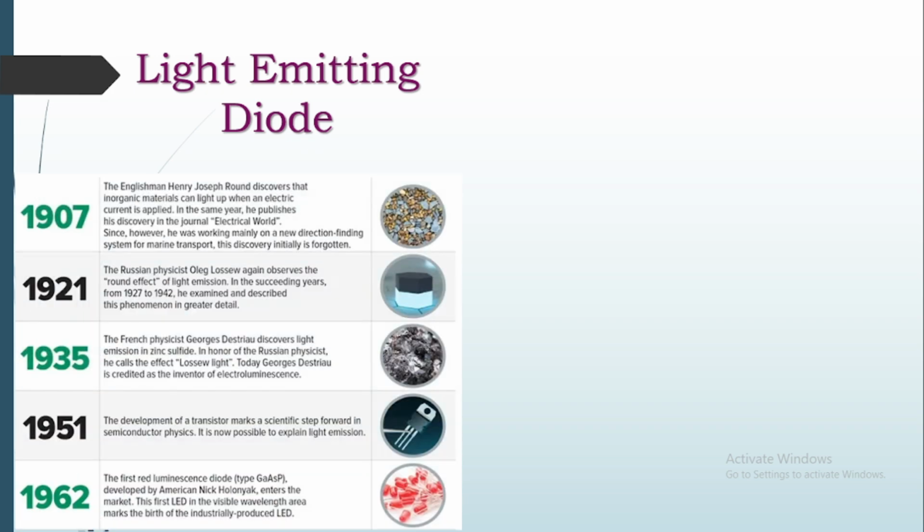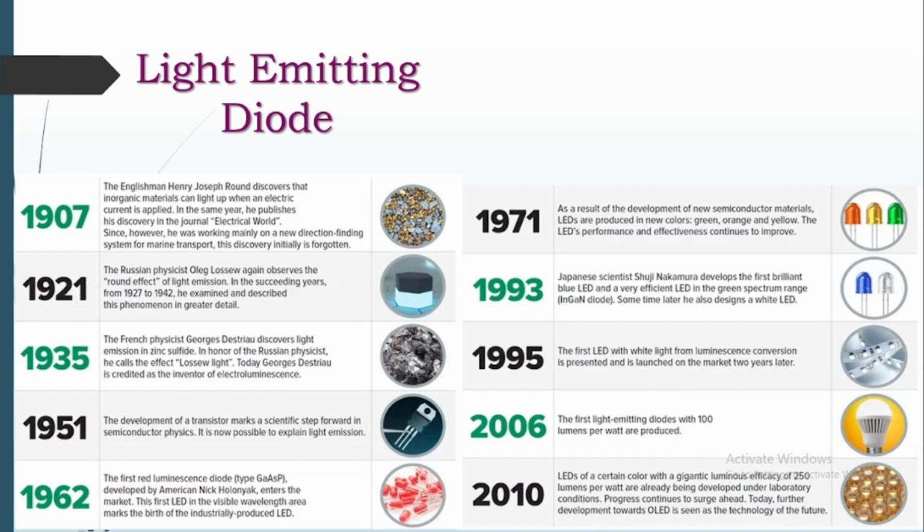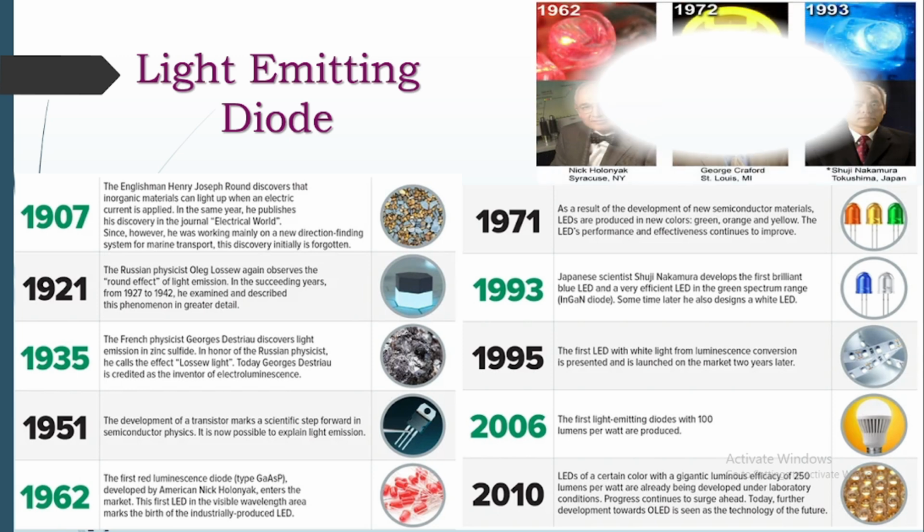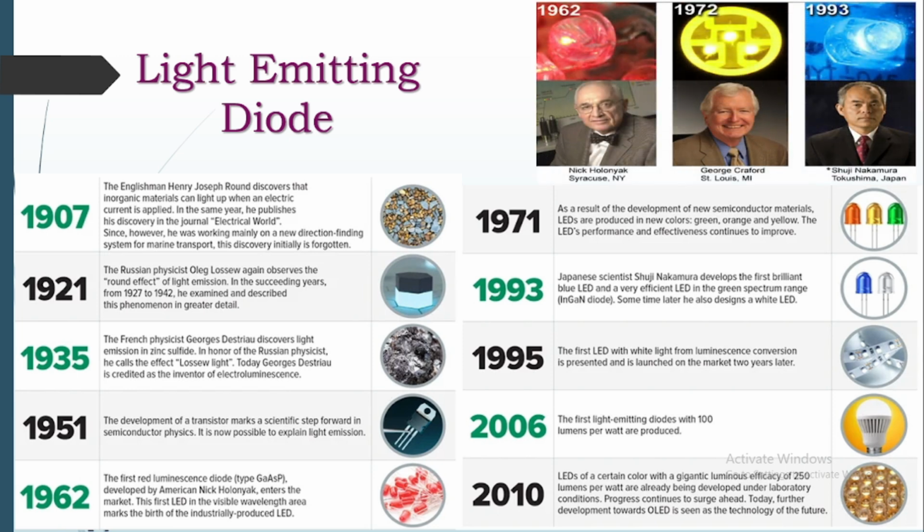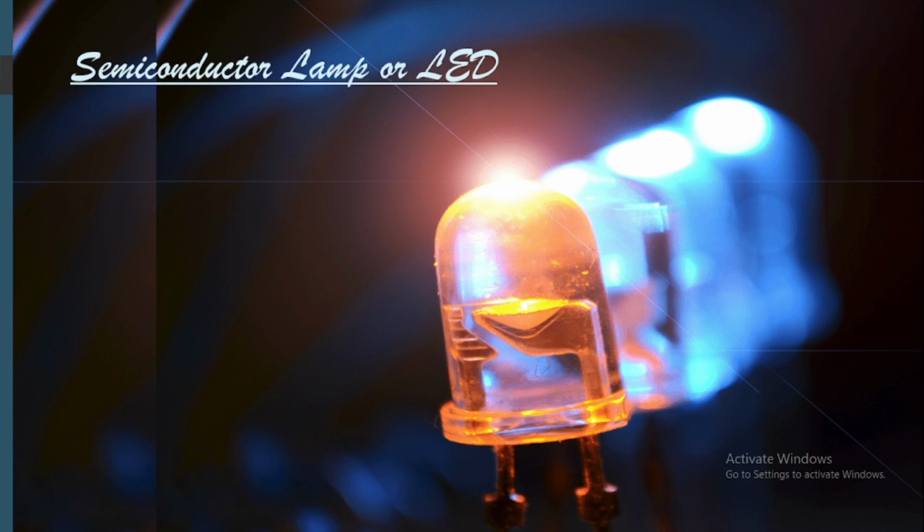Moving to its history, we need to go into the 1900s and understand some of the earlier developments which laid the foundations for the invention and development of semiconductor materials, especially LEDs. The chronological order is already given here. You can pause the video and have a look at it. So we will switch over to the next topic, which is related to the MSc level of physics, that is LEDs, also called semiconductor lamp.